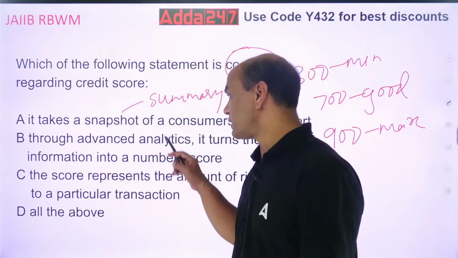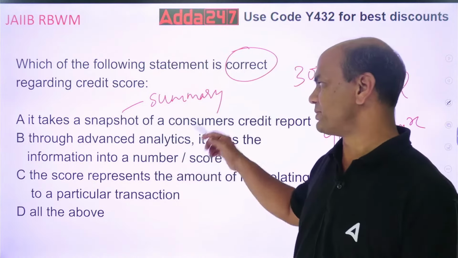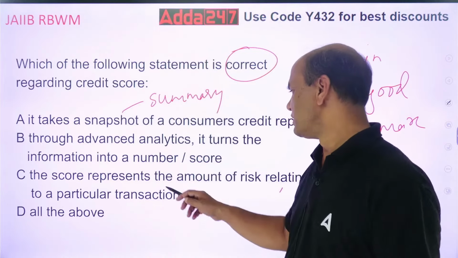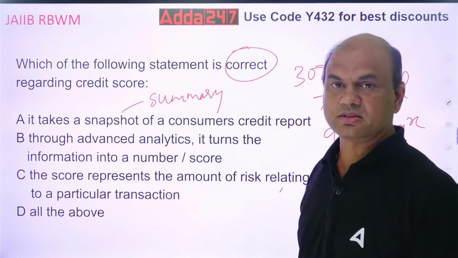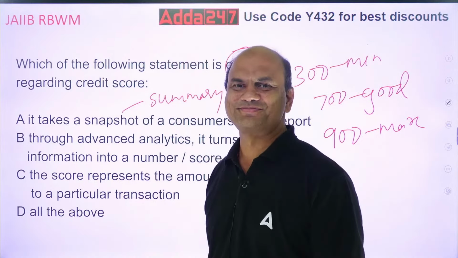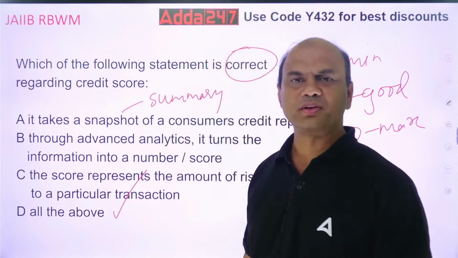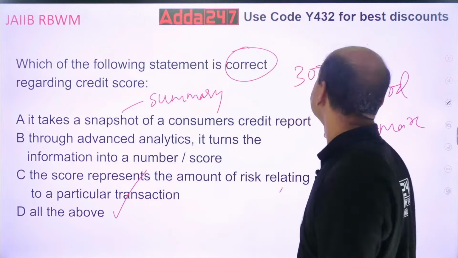So what is the correct answer in this? It takes the snapshot through advanced analytics, converts it into a number. It represents the amount of risk. So the answer is all of the above. Okay, all of the above. Got it?